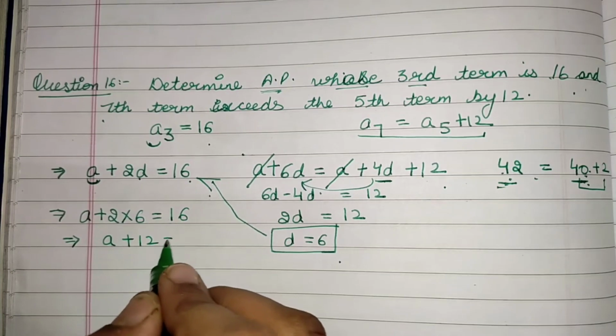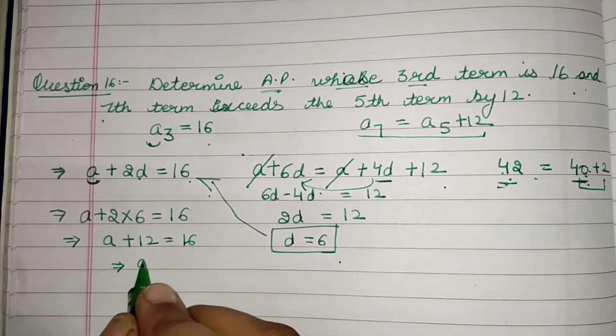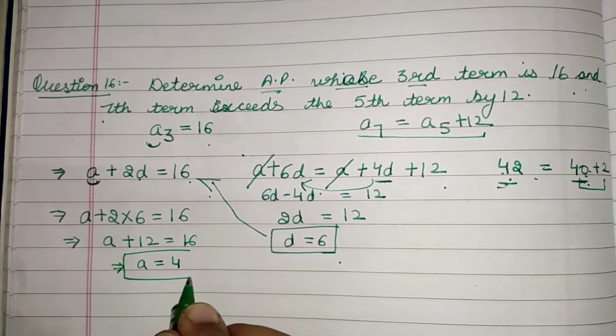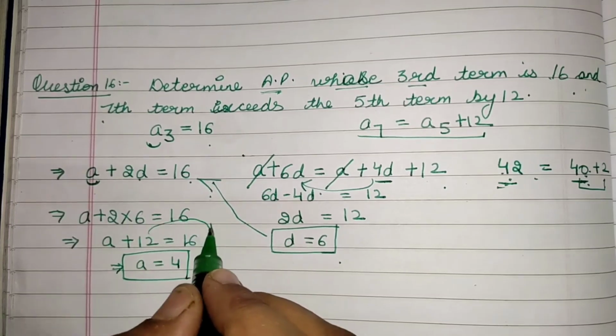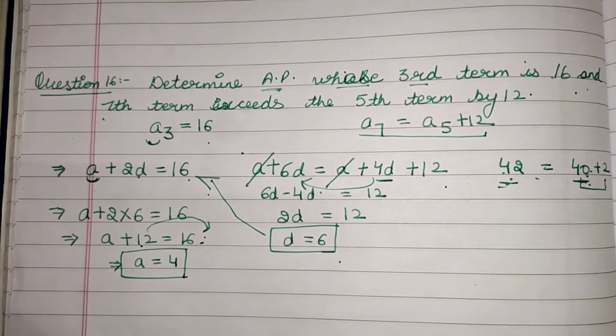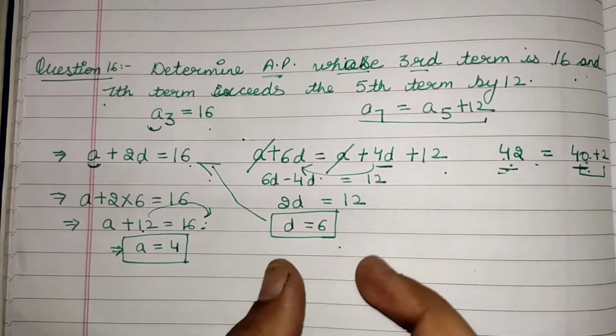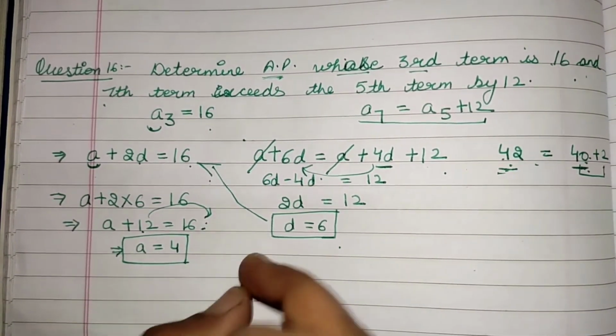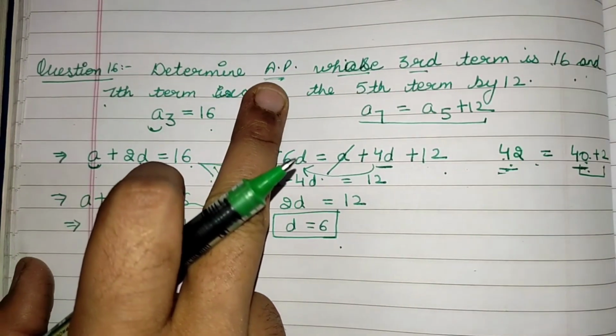So A plus 12 is equal to 16. So my first term of the AP will be equal to 4. When it goes to the right hand side, my first term of the AP will be equal to 4. Right? So I have found the first term and the common difference, but what are they asking about? They are asking about the AP.